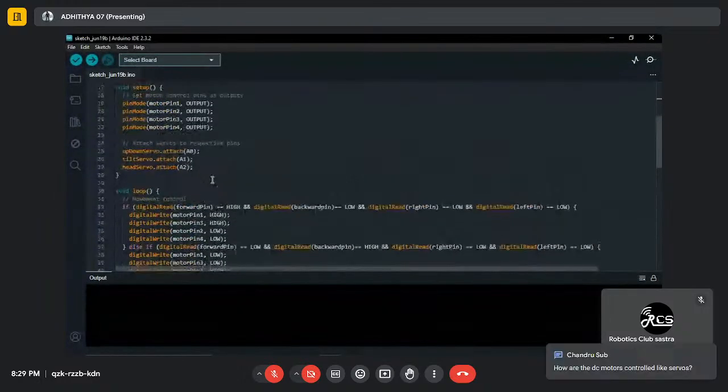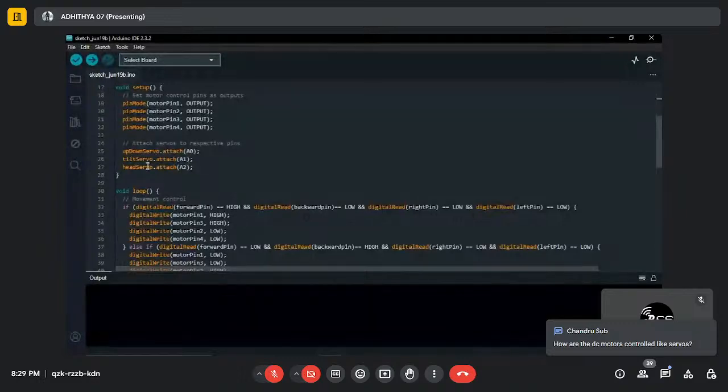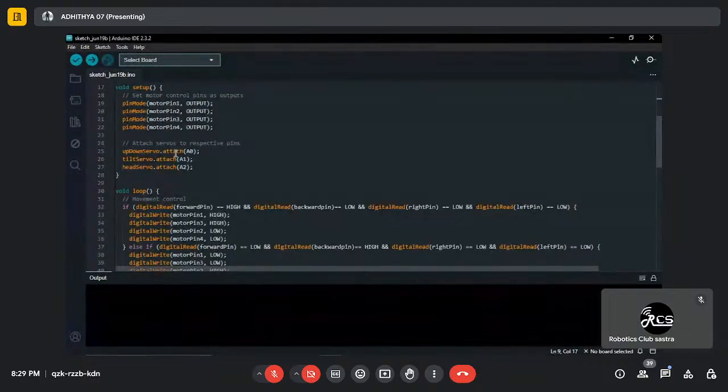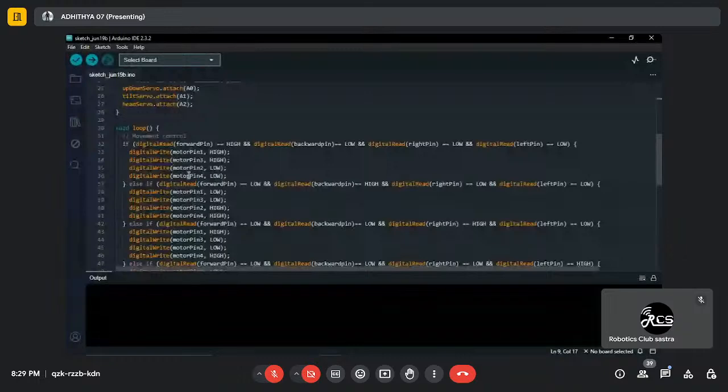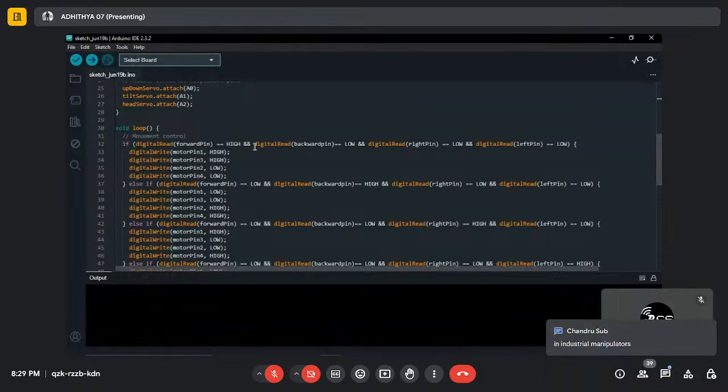So here, as Srivatsan said, we have set up everything. Here is servo dot attach. Attach is an inbuilt function to inform the Arduino that a servo has been attached and to deal with it properly, as simple as that. There are four blocks in this code. The first block is the movement control. As you saw, we have four buttons: forward, backward, right, left. We check which button is pressed, so that we know which direction the robot needs to move.